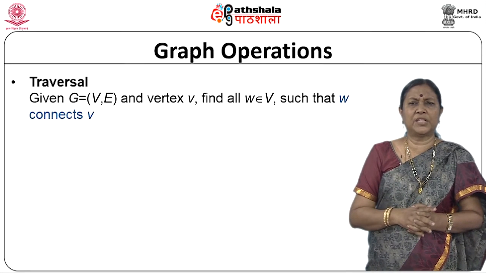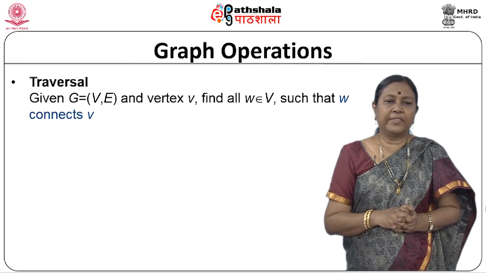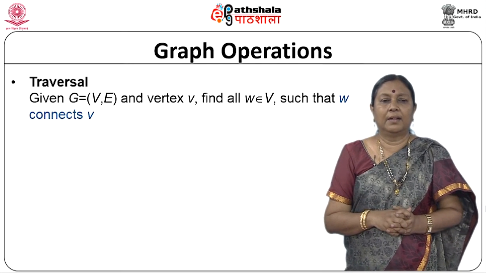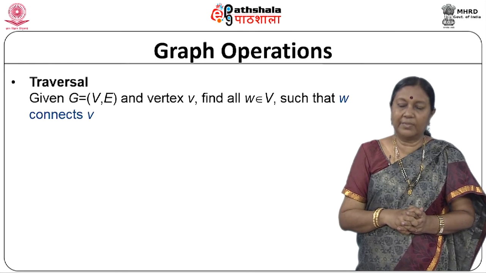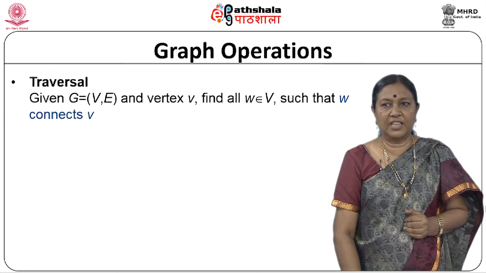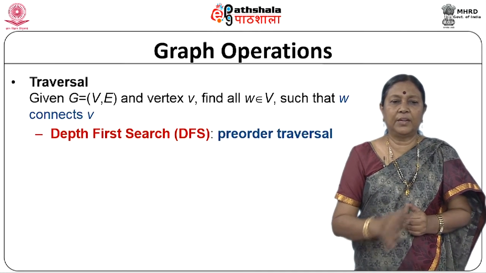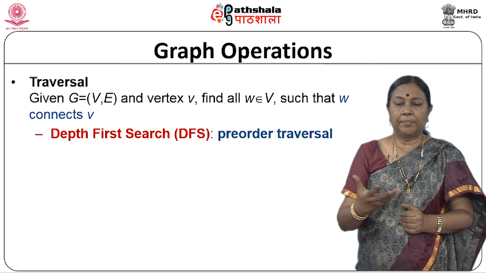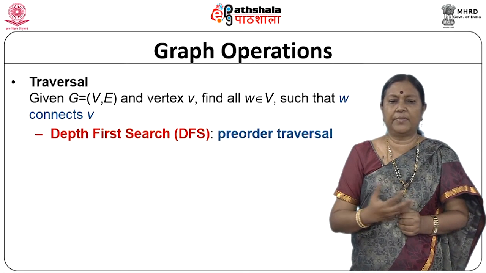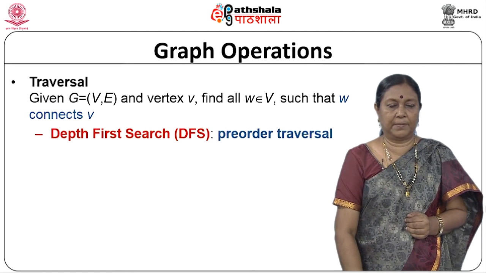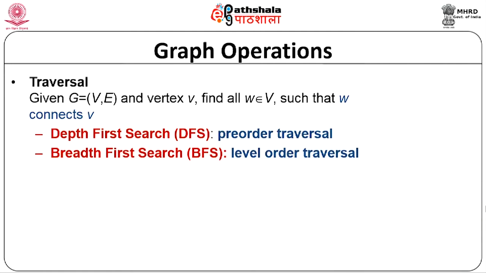An important operation of a graph is a traversal. Given a graph G equal to V comma E, where we have already spoken about the vertex set V and edges which connect vertices, then you have a depth first search or DFS. It is something like a pre-order traversal which we have seen in trees. We have also seen depth first search itself when we talked about an application. Then we have breadth first search which is a level order traversal.